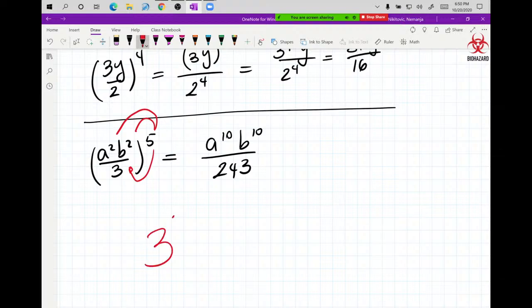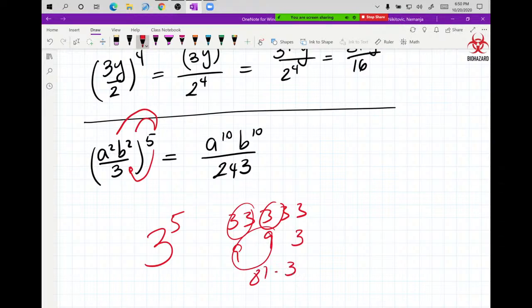And then 3 to the 5. Now 3 to the 5, you can have 5 of them. There's your 9. There's your 9 and a 3. There's your 81 times 3. And now 80 times 3 is 240, and then plus 3, 243. Good.